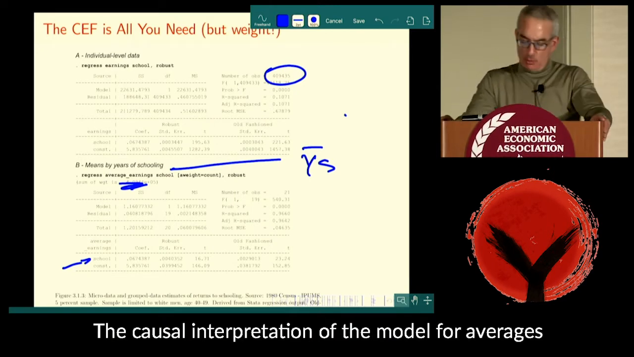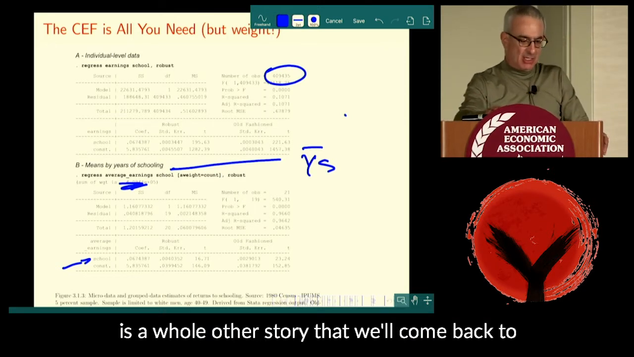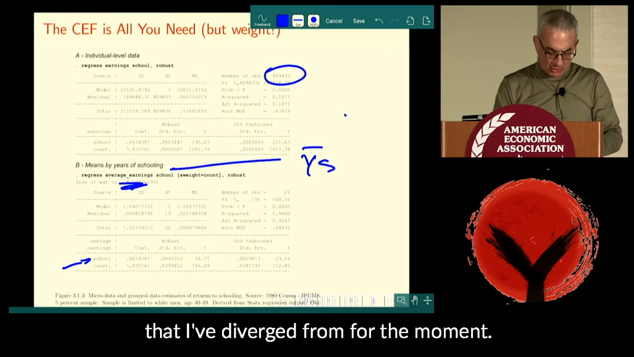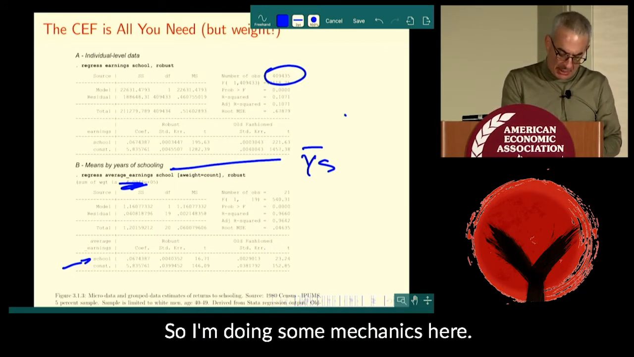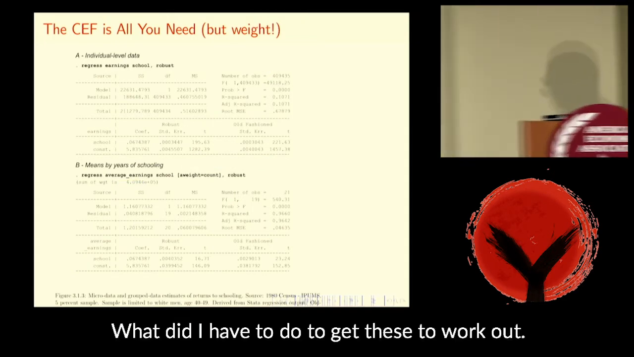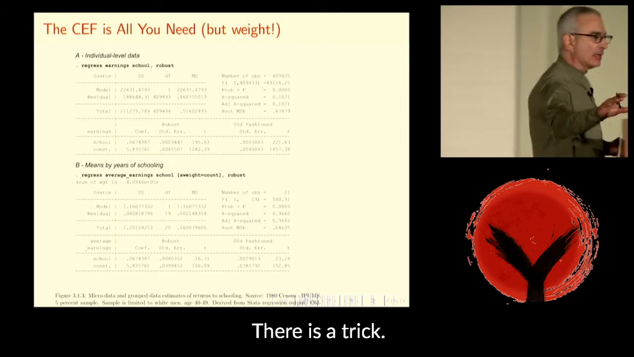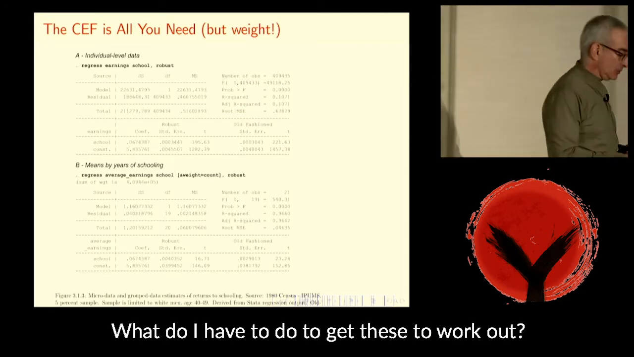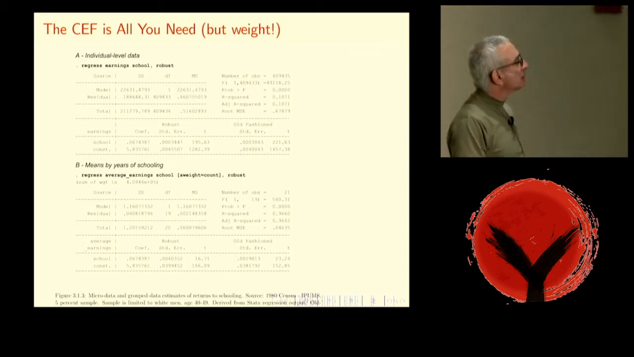The causal interpretation of the model for averages is a whole other story that we'll come back to, that I've diverged from for the moment. So I'm doing some mechanics here. There is a trick. What did I have to do to get these to work out? There is a trick. You can see it on the screen. What do I have to do to get these to work out?